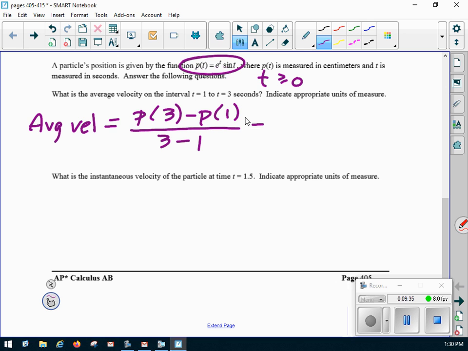0.274? 0.274, yeah. Okay. 0.274 what? What's our unit? Centimeters per second. Remember, that's your average velocity for those first 2 seconds.